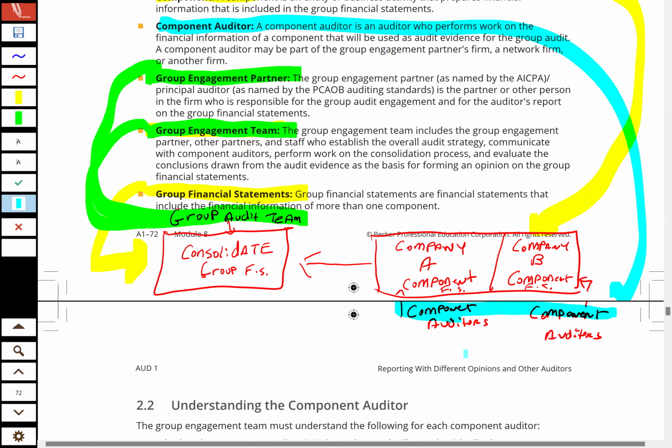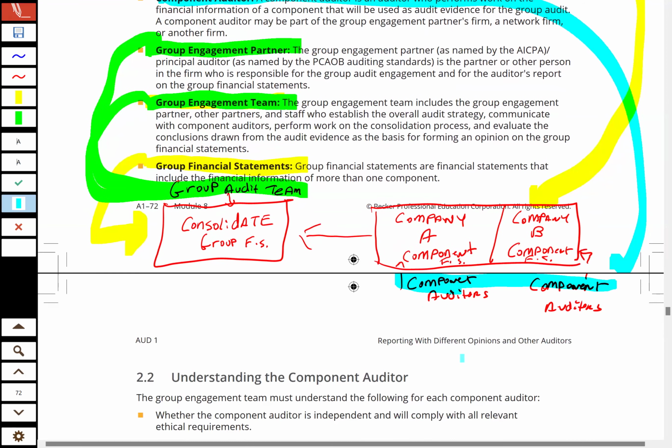Okay, so in the example that I gave, somebody auditing Department of Agriculture would be a component auditor. Somebody auditing Department of Defense would be a component auditor. I think KPMG still does audit Department of Defense. The GAO would be the group engagement team. KPMG would be the component auditor in that situation.